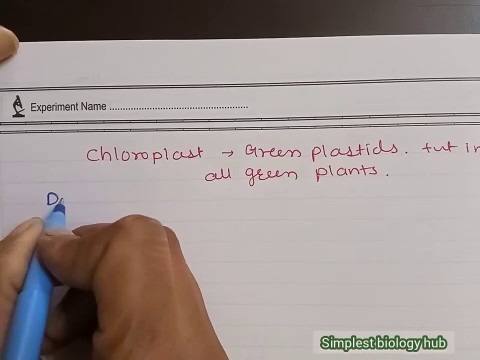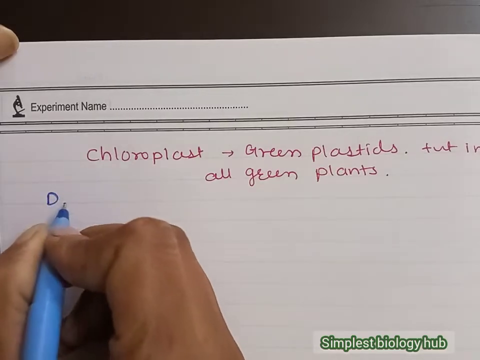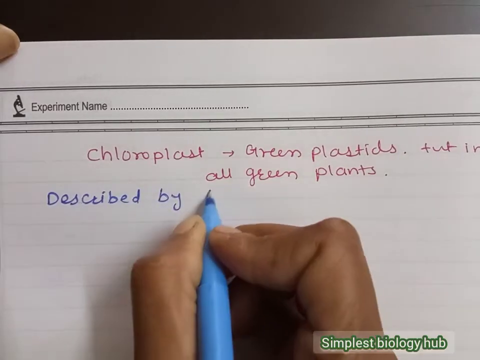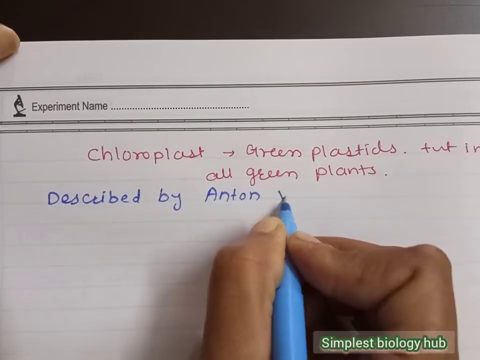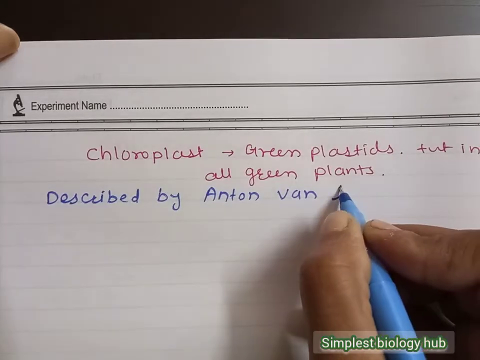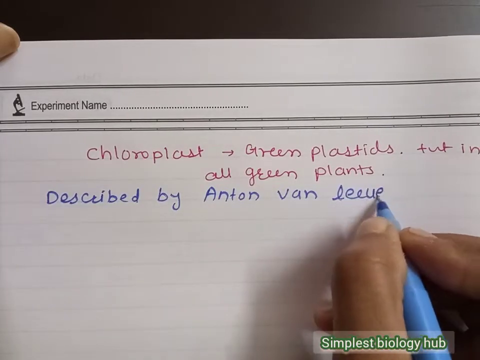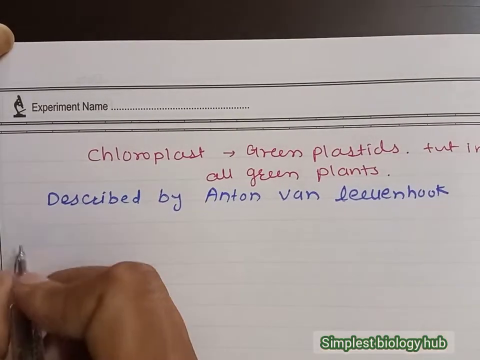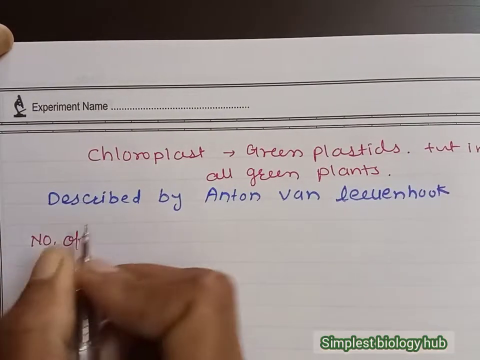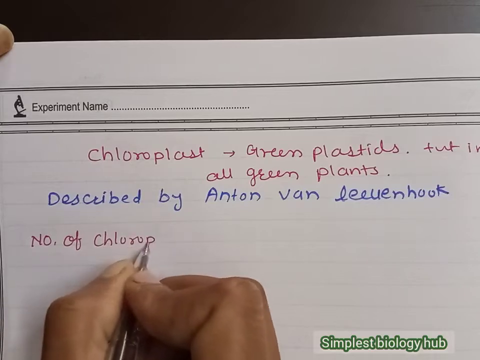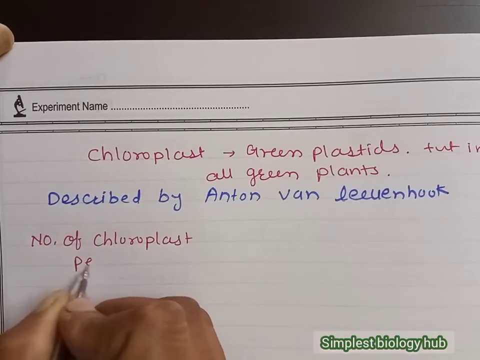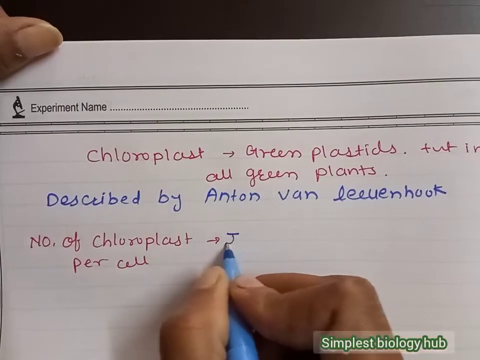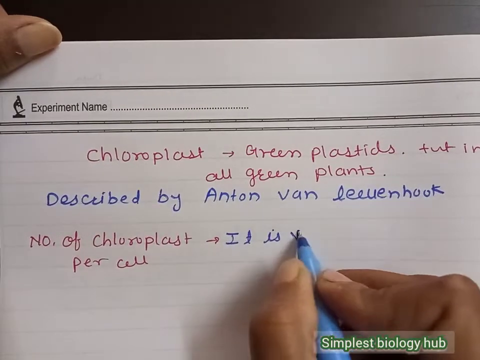The term chloroplast was first described by Anton van Leeuwenhoek. It gives the functioning of the chloroplast in the plastid and the importance of the chloroplast. It also explains the structure and numbers and all these things related to chloroplast. Now we see the number of chloroplasts per cell. It varies from cell to cell.